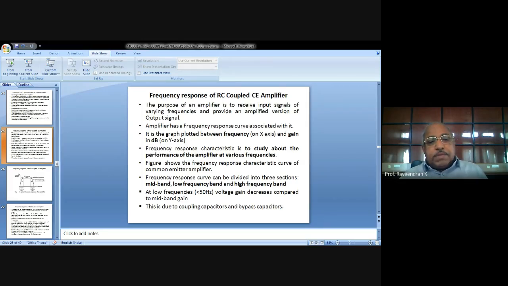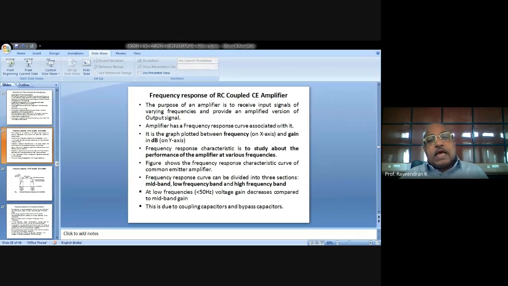Now, what is meant by low frequency region? Usually in an amplifier, the low frequency region is the region where the frequency of the signal is less than 50 Hz. I had told you about the common emitter amplifier. We are learning about the frequency response characteristics of an RC coupled CE amplifier.